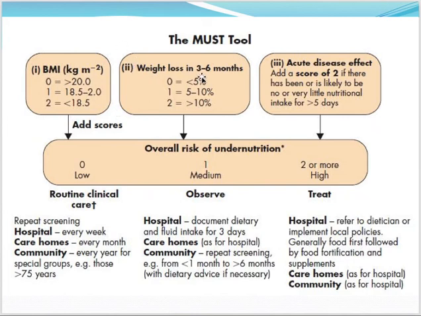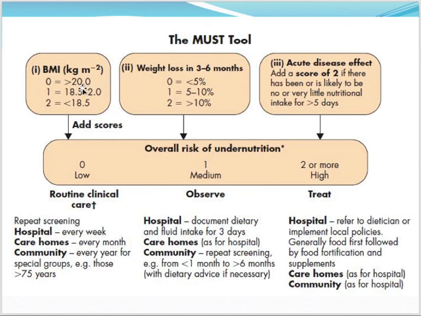there is this thing, the MUST tool. Now again, you don't have to remember this tool, but you must know the concept of it. See, number one is BMI. Number two is weight loss in 3 to 6 months: either the weight loss is less than 5%, 5 to 10%, or more than 10%. And then there is acute disease effect.